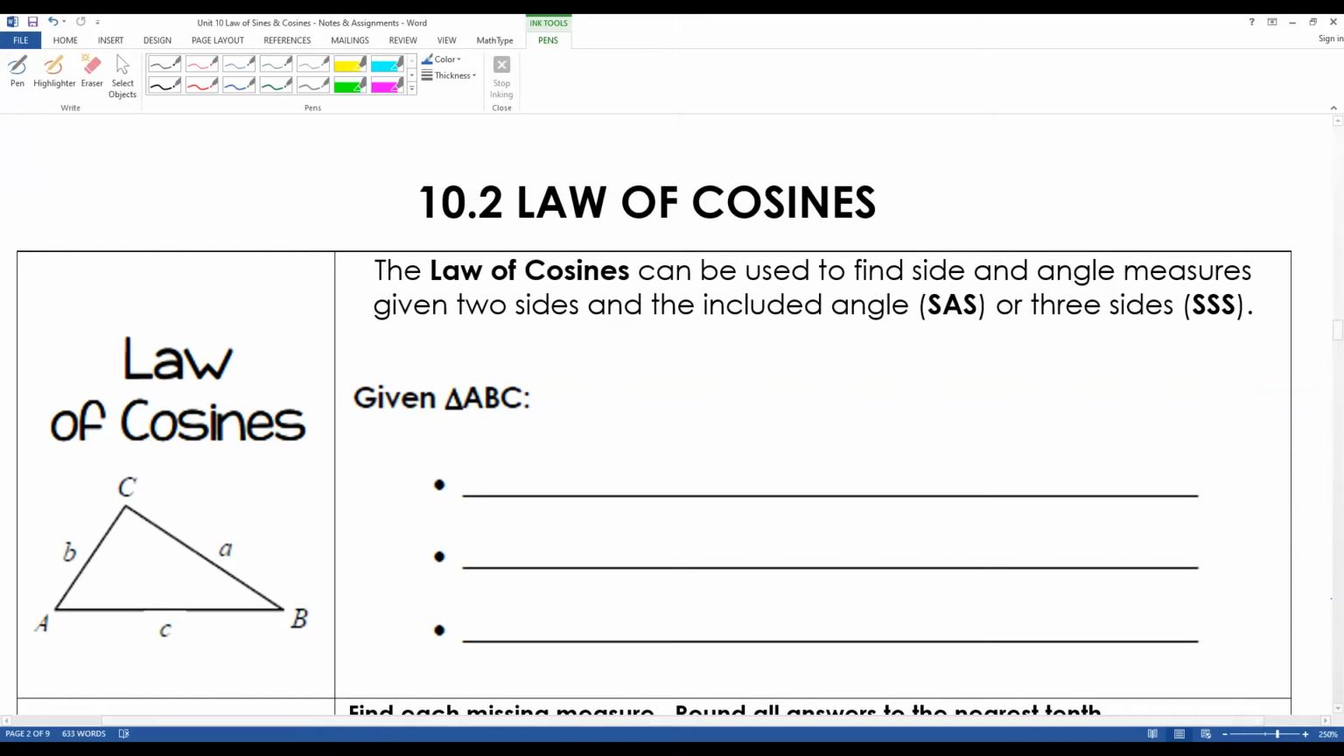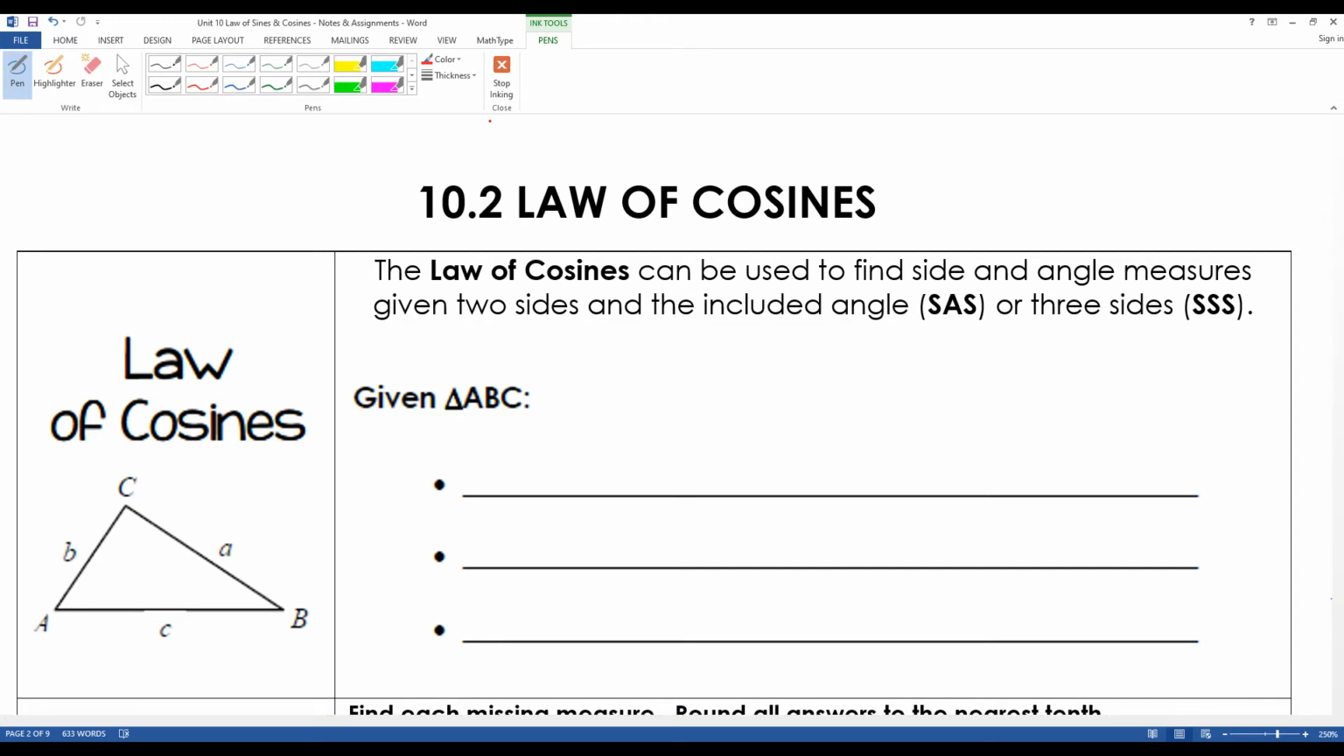All right, let's start 10.2, Law of Cosines. Now we need to note that we're going to use Law of Cosines when we can't use Law of Sines. So I want to make sure that I can't use Law of Sines first, and then I'll use Law of Cosines. But here's how the Law of Cosines works.